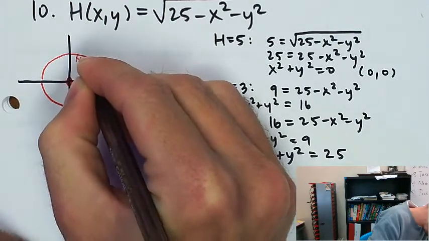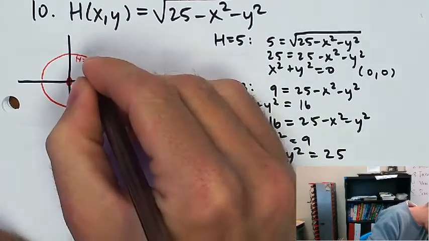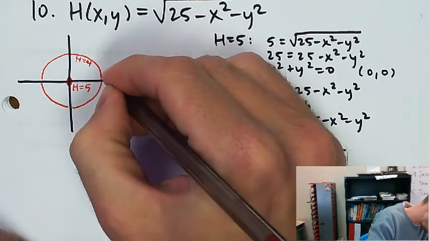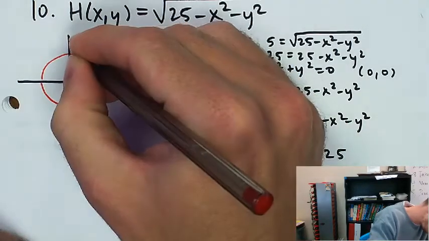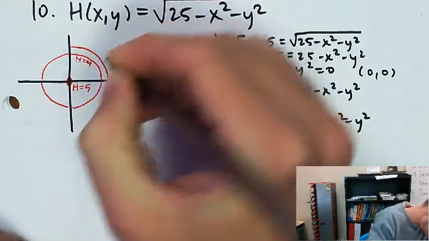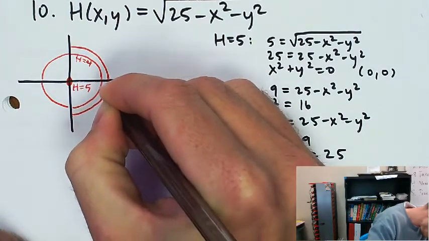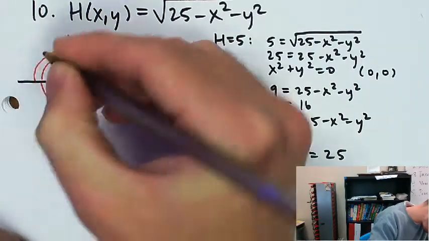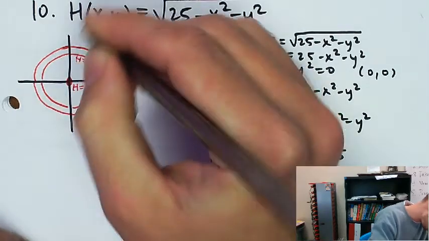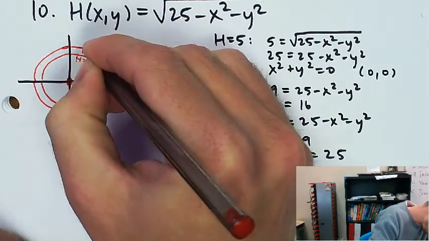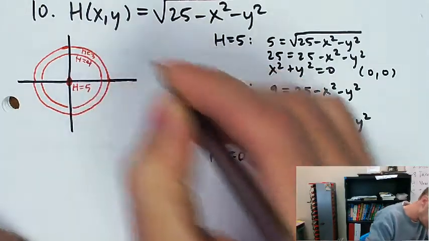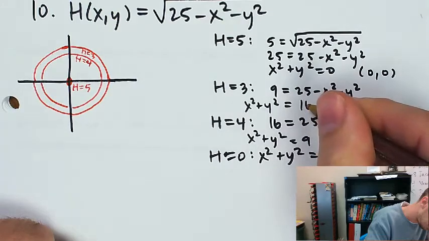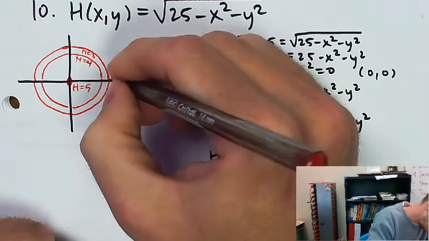This is h equals 4. Okay, then 3, then 4, then 5. So I need to just kind of have these be equally spaced with about that much space. So this would be h equals 3, and then 5, 4, 3, 0.